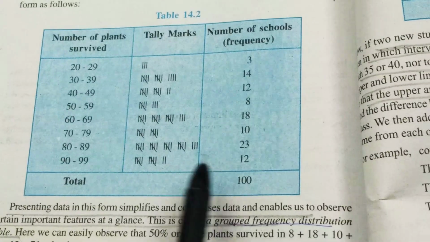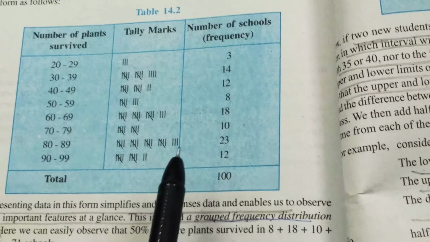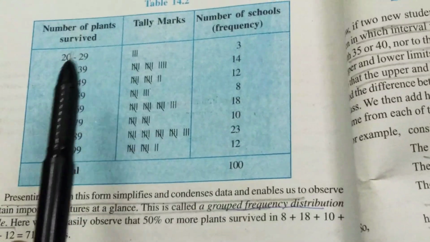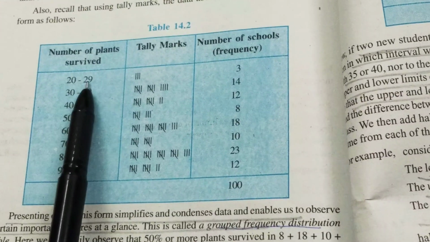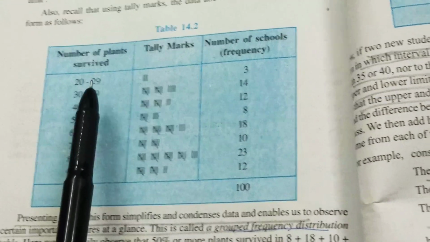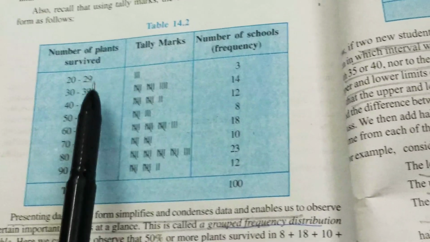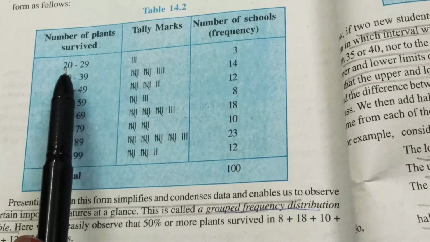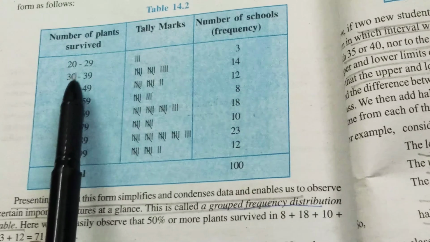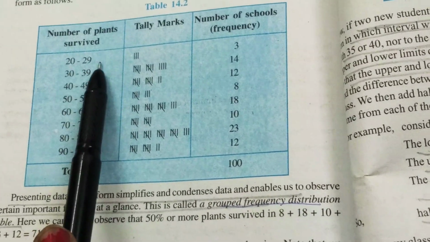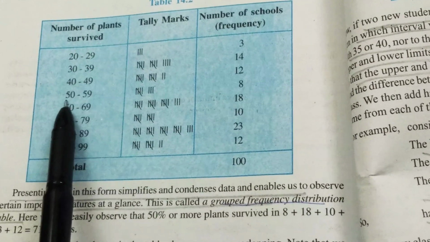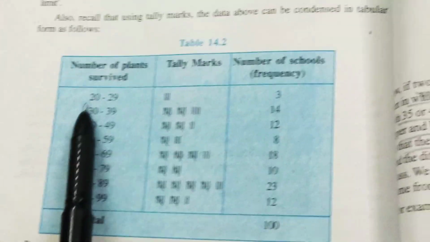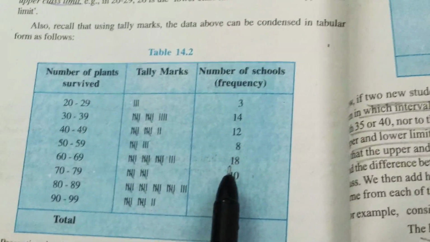So we have learnt the ungrouped frequency table and the grouped frequency table. Now suppose here we find 20 to 29, 30 to 39. These are the plants, so it's okay. But suppose now there are students whose weight is between 20 to 29, 30 to 39. In that case, suppose a student is there whose weight is 30.5 or 29.5. In that case, where will you put this? In which class will we put it?